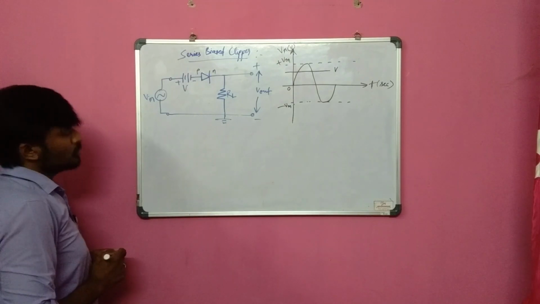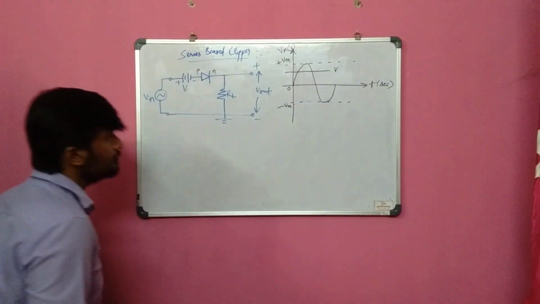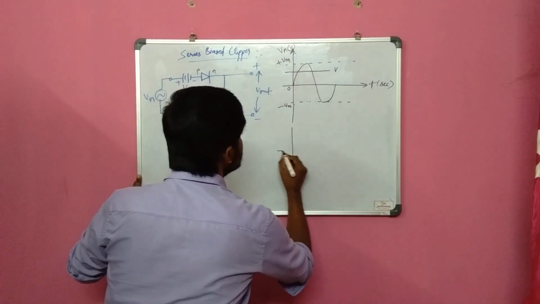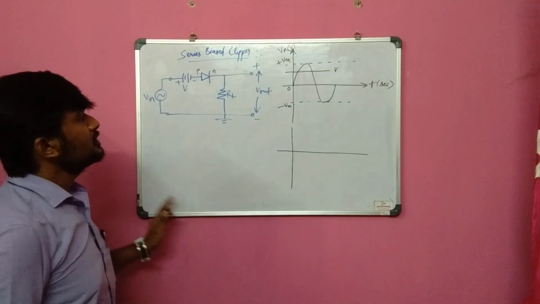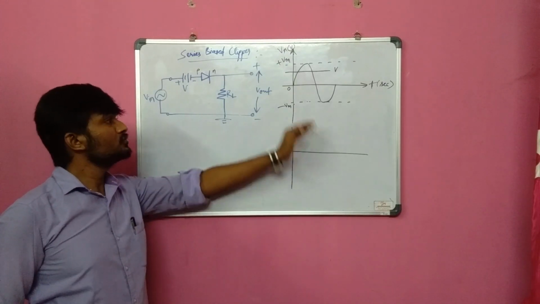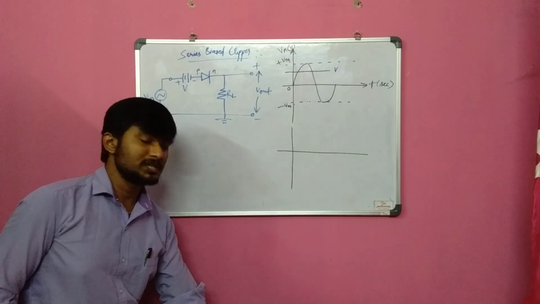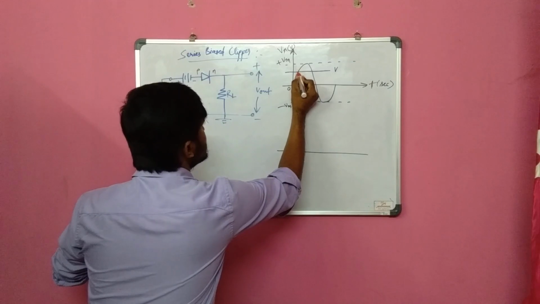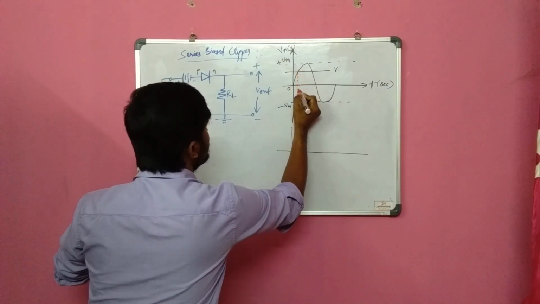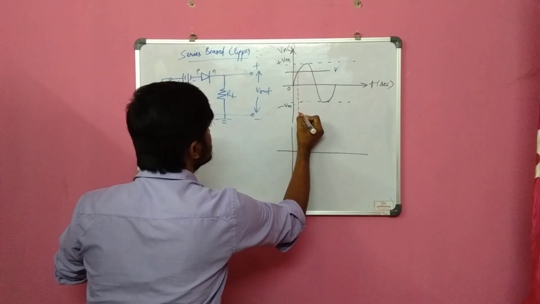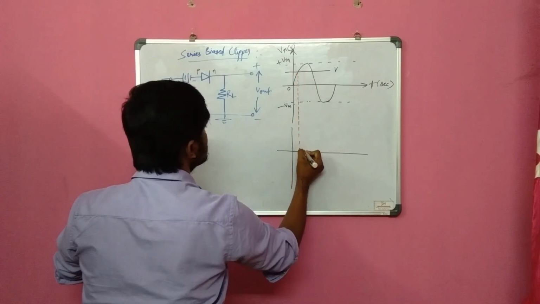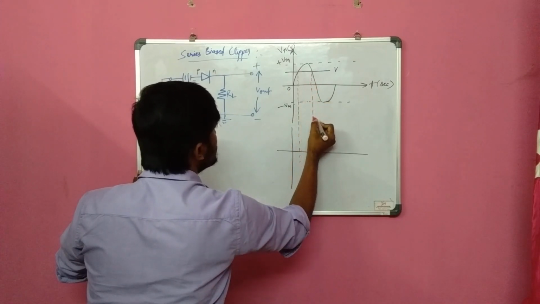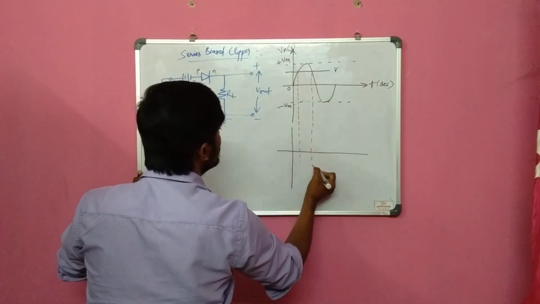Okay, so let me draw the output voltage waveform. As I said in the previous video, whenever we have to draw the output waveform, we first of all draw the projection lines. So first I will draw the first projection line from the starting position of V and the ending position of V, in the positive half cycle. We are drawing the two projections.